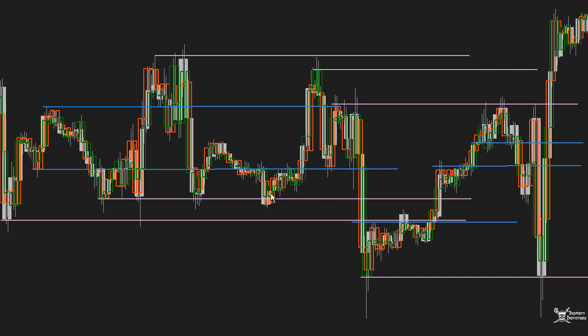So what I'm looking for in this instance is for price to return to an area and then fail to close over. I'm looking for price to return and fail to close over. I hope that's clear enough for everybody.